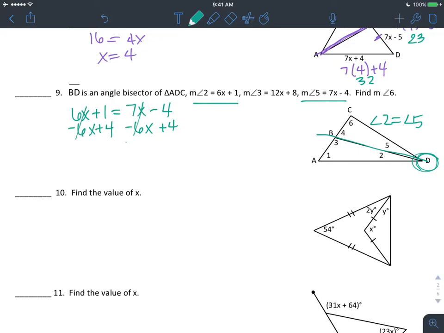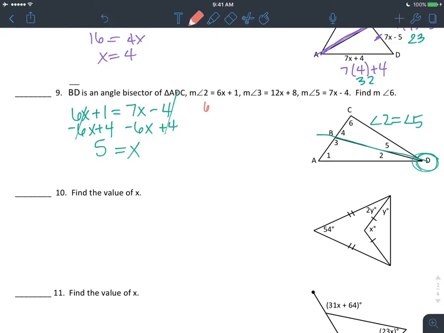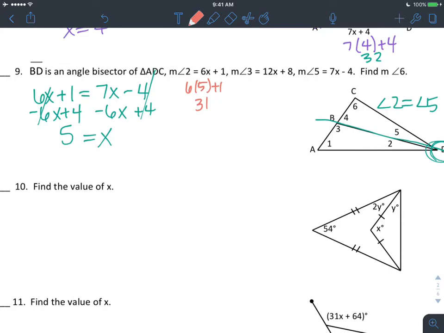We're going to get, oops, cross that one out, crossed the wrong one. X equals 5. So when we plug that back in, angle 2 is going to be 6 times 5 plus 1, which is 31. So angle 2 is 31. Angle 5 is 7 times 5 minus 4. So 7 times 5 is 35 minus 4 is 31. And they are equal to each other, which is exactly what we want.